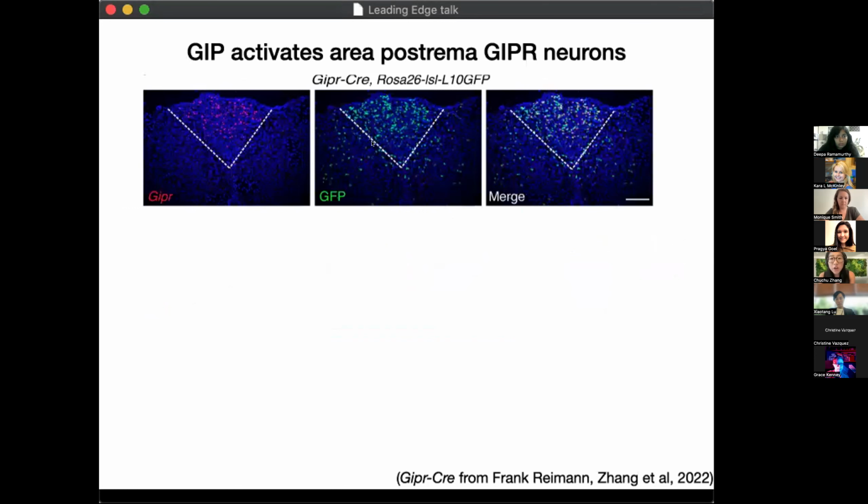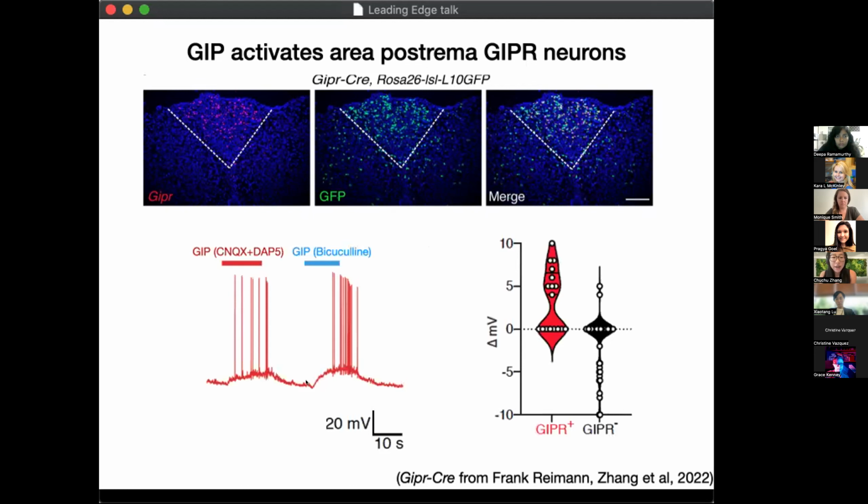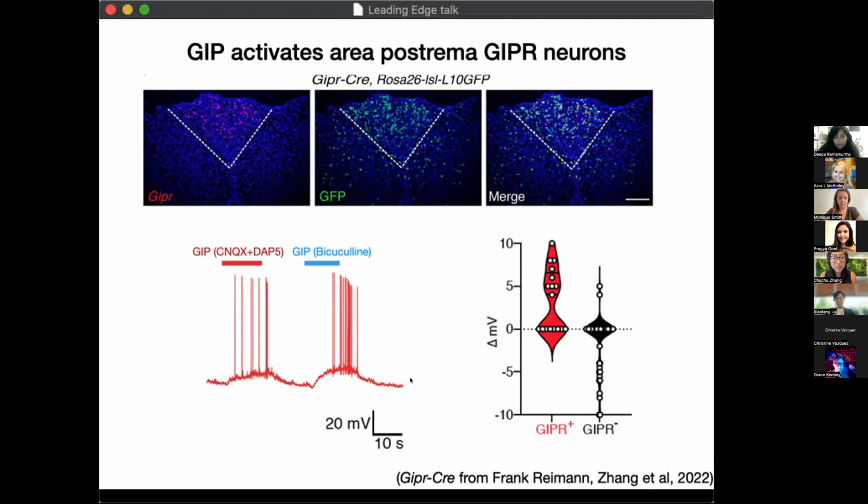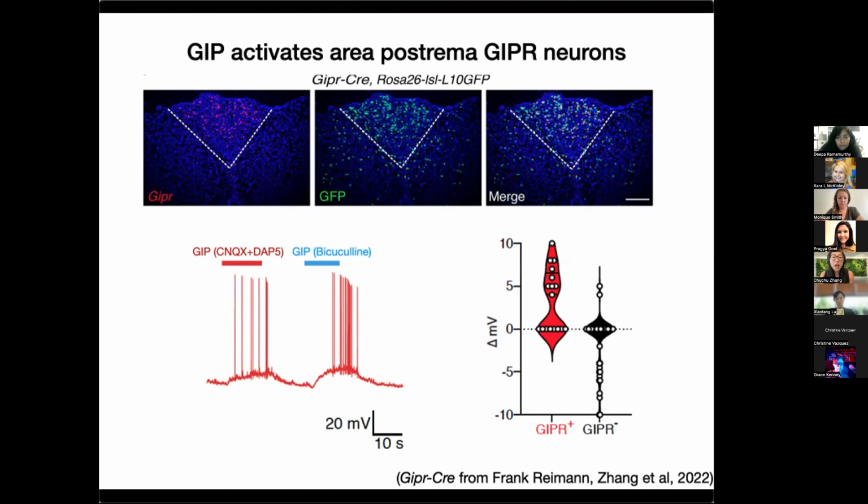Using GIPR-Cre and a reporter, I made whole-cell patch clamp recordings from brainstem slices. Perfusing GIP rapidly depolarized GIPR neurons, which was independent of any synaptic blockers, indicating a direct activation of GIPR neurons. Next, we asked whether GIP evokes inhibitory postsynaptic currents in particular classes of the area postrema excitatory neurons.